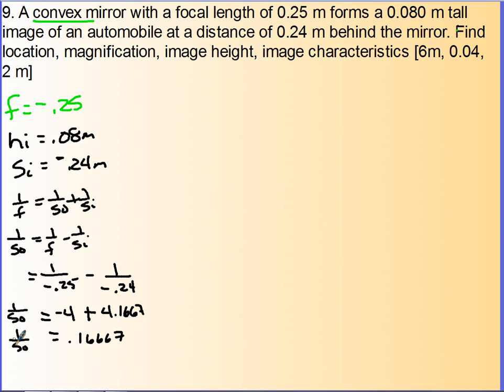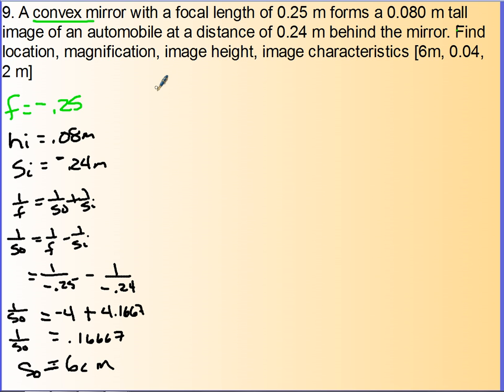Now what you can do is what's called just invert, or just flip it. 1 divided by 0.16667 gives me an object distance of 6. If you can't do this with your calculator and you get confused, that's okay. Just go back to doing it the way we were doing it. But I wind up with an object distance of 6 centimeters. Now here's a hint, folks. If for some reason you get a negative 6, you know you've made a mistake. Your object distance is always going to be positive.